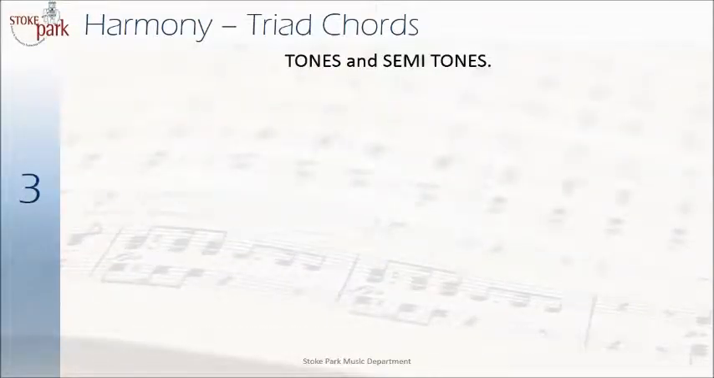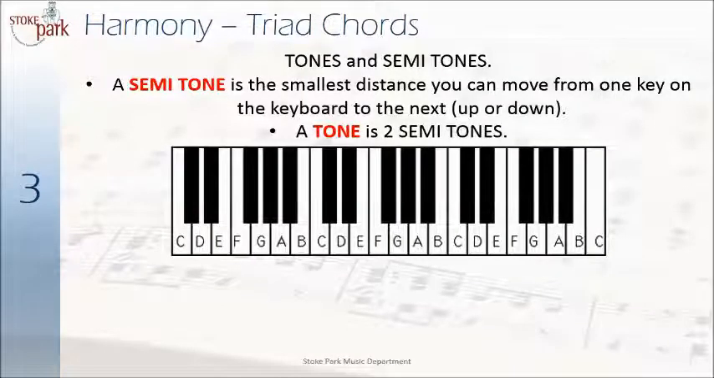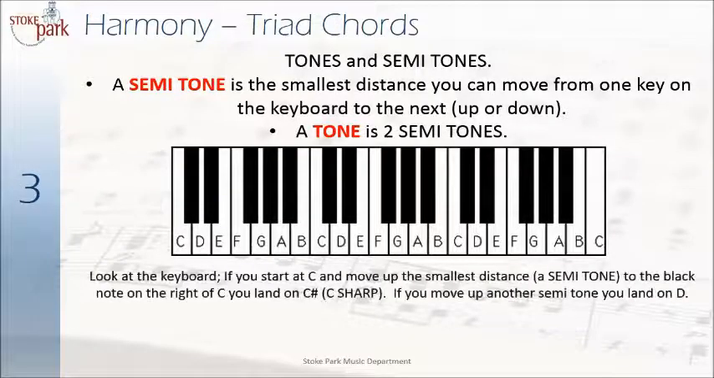Okay, so tones and semitones. A semitone is just the smallest distance you can move from one key on a piano keyboard to the next, up or down. A tone is the distance of 2 semitones. So if you look at the picture of the keyboard there, if you start at C and you move up the smallest distance that you can to the black note just to the right of C, you land on C sharp, right? C with like a little hashtag, we call that C sharp. If you move up one more semitone from C sharp, you land on D.